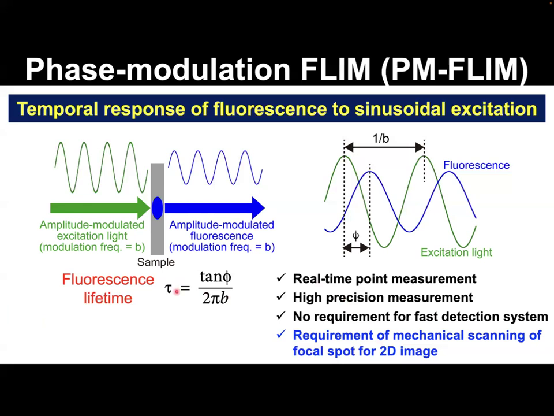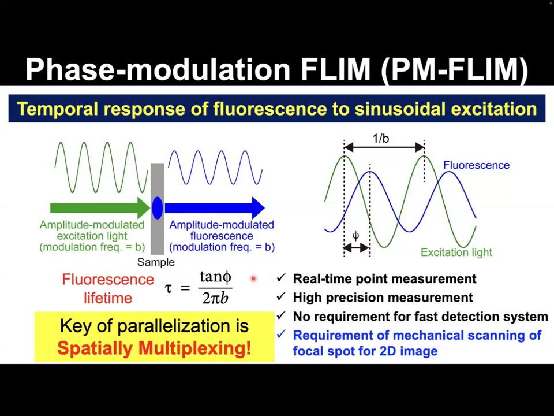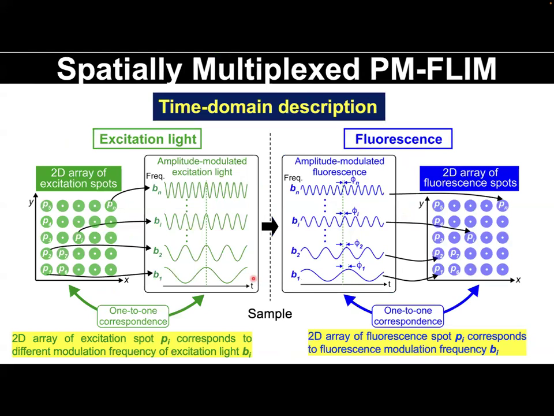However, since the usual PM FLIM is based on point-to-point measurement, it still requires mechanical scanning of the focal spot for a 2D image. When comparing time-domain FLIM and PM FLIM from the viewpoint of parallel measurement, PM FLIM is more stable than time-domain FLIM. So the key to parallelization in PM FLIM is spatial multiplexing. The next slide shows the principle of operation for the spatially multiplexed PM FLIM.